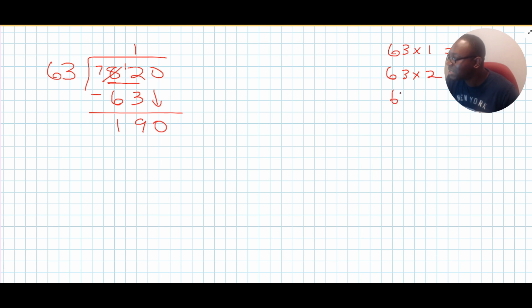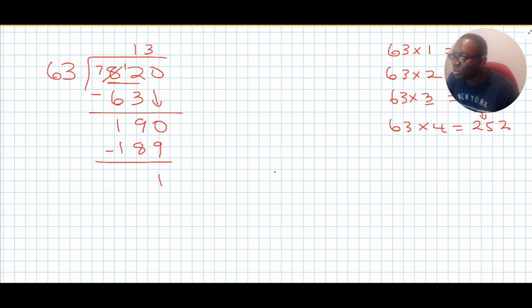So we have 63 multiplied by 3. This is 189. 63 multiplied by 4. This is 252. So you can see here that 190 is between 189 and 252. So we're going to use the lower value here, which is 3. 3 multiplied by 63, we have 189. So we have a remainder of 1.